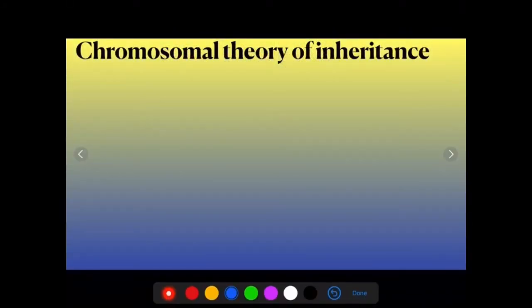The chromosomal theory of inheritance was proposed in about 1902. This was another landmark in the history of genetics. So again, we are studying the history. Recall, when did Mendel propose his theories? In about 1865. But his work was not recognized until 1900.